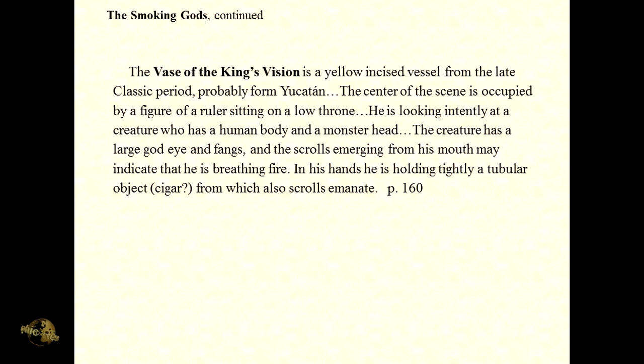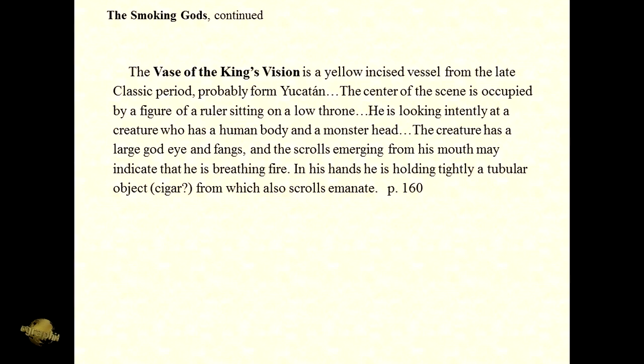And the vase, this is one of the vases, I'll show you the picture in a second. The vase of the king's vision is a yellow incised vessel from the late classic period. The center of the scene is occupied by a figure of a ruler sitting on a low throne. He is looking intently at a creature who has a human body and a monster head. The creature has a large god eye and fangs, and the scrolls emerging from his mouth may indicate that he is breathing fire. In his hands, he is holding tightly a tubular object, a cigar, from which also scrolls emanate.